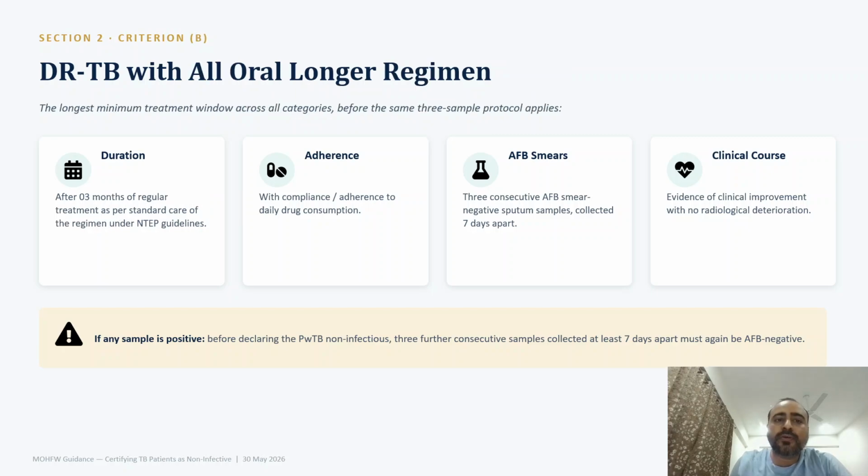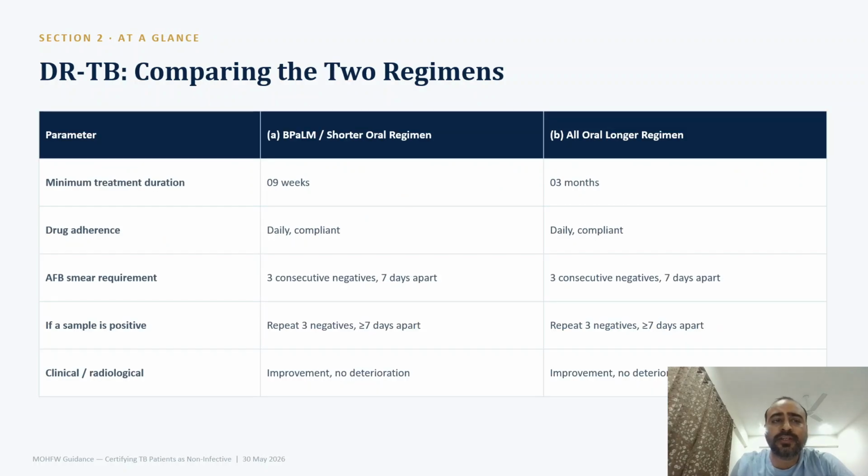If we go to DRTB with all oral longer regimen, here the duration increases to 3 months of regular treatment. Adherence should be there. 3 consecutive AFB smear negative sputum samples collected 7 days apart, and evidence of clinical improvement with no radiological deterioration. When we are comparing the DRTB regimens, we can see in BPaLM and shorter oral regimen, the minimum treatment duration is 9 weeks, while in all oral longer regimen, the treatment duration is 3 months. Other than that, there are no differences.